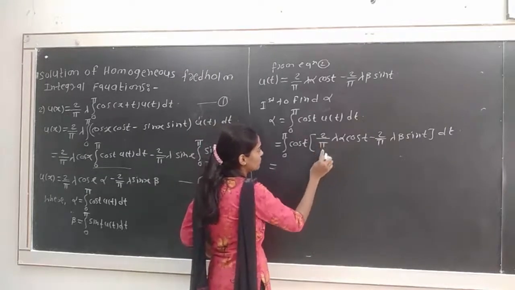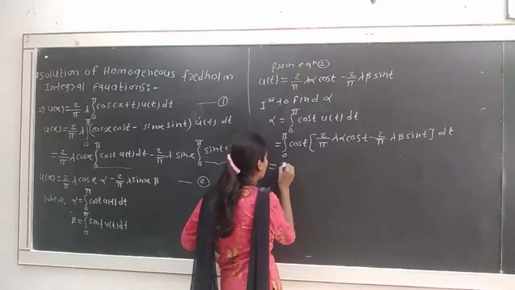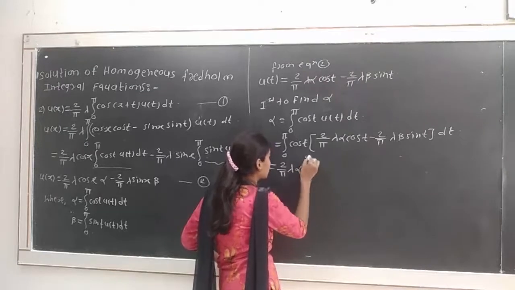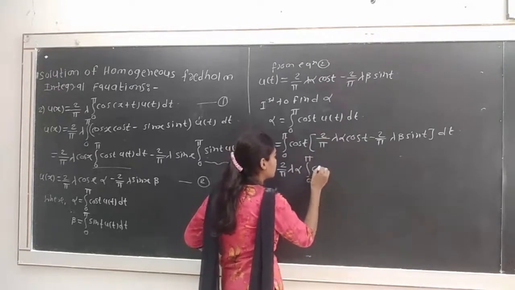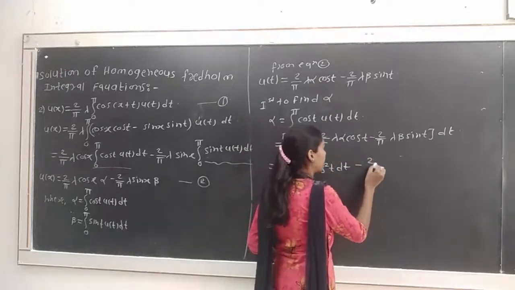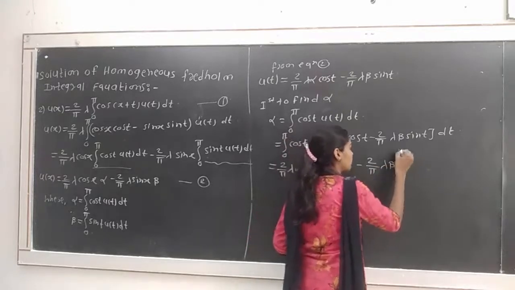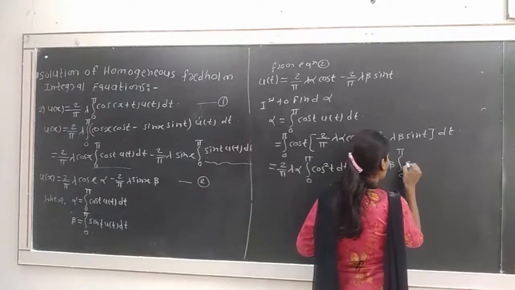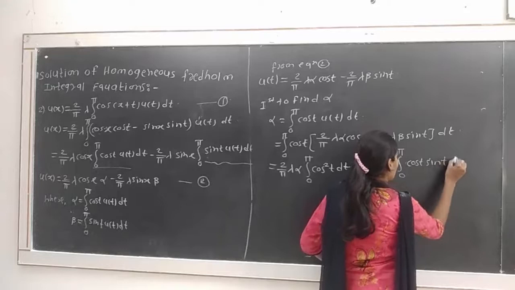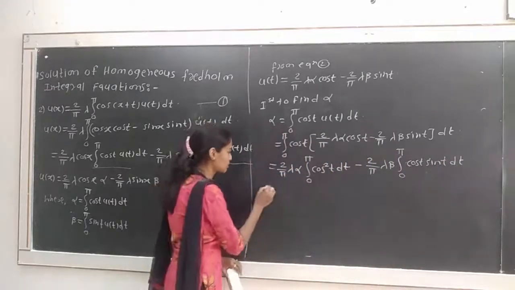So here in the first term 2 by pi lambda alpha are all constant, so we take them outside, and in the integration remaining 0 to pi cos t into cos t becomes cos square t dt. Then again minus 2 by pi lambda beta are constant, so we take them outside from the integration. In the integration 0 to pi, we get cos t into sin t dt. So we have two integrals, then we solve these integrals.